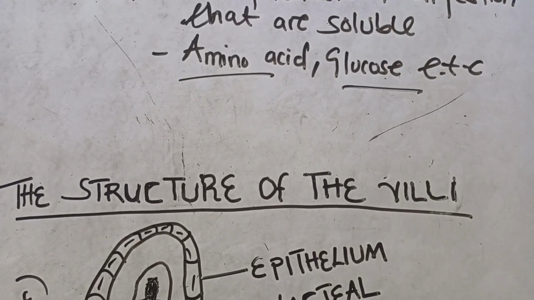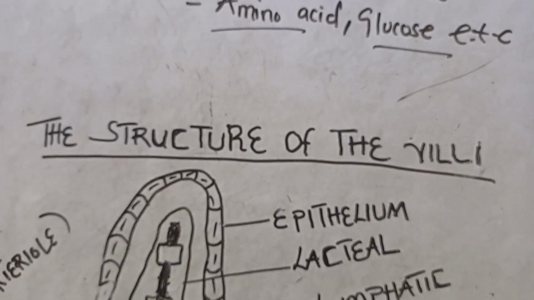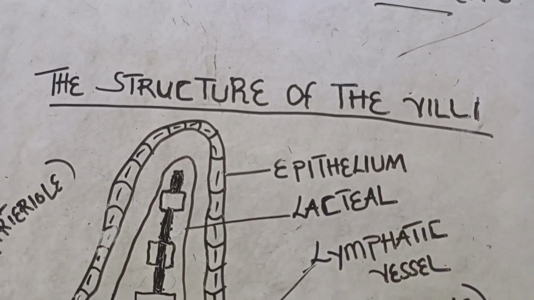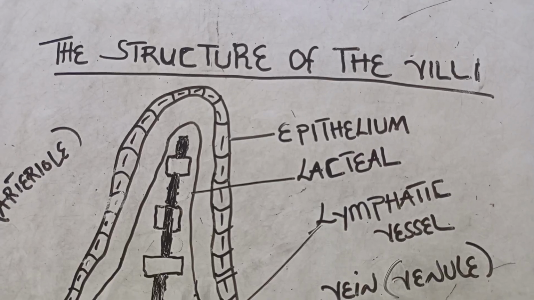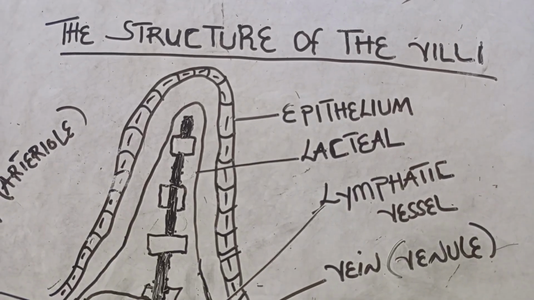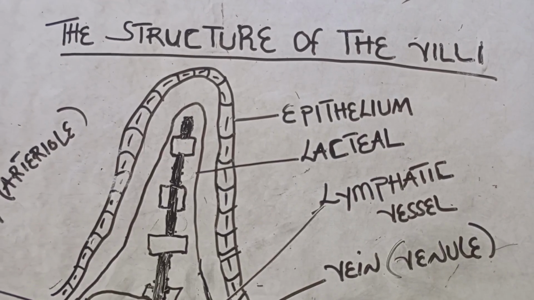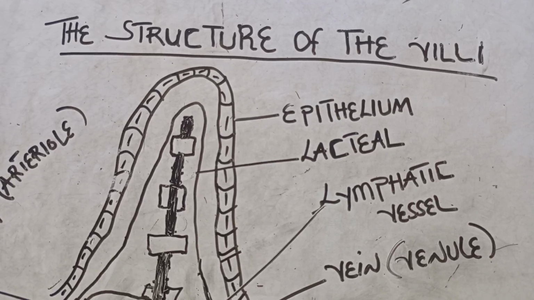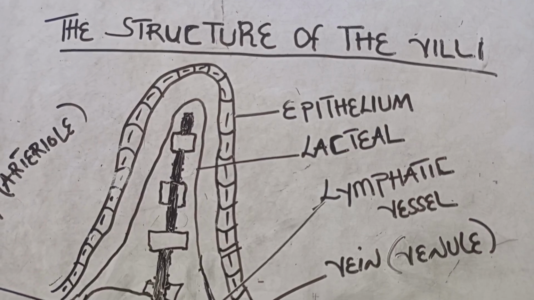Okay, so this is the structure of the ileum inside, and we are saying that the ileum is made up of what? Villi. So this is the structure of the villi in the ileum.